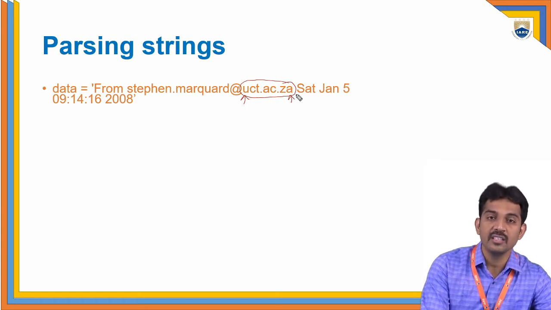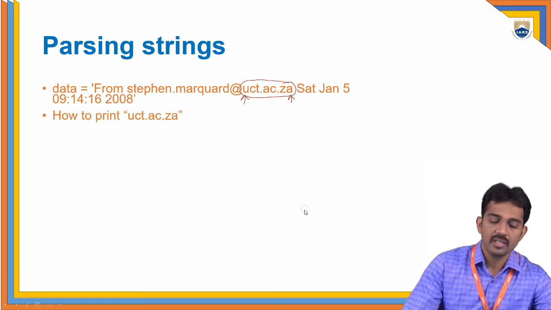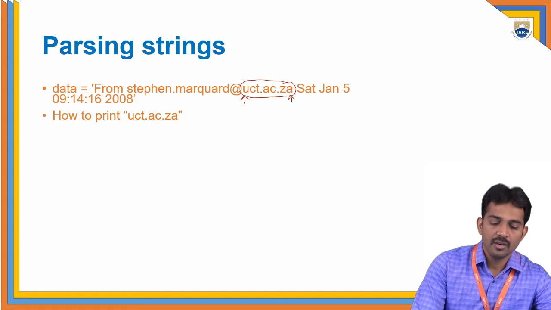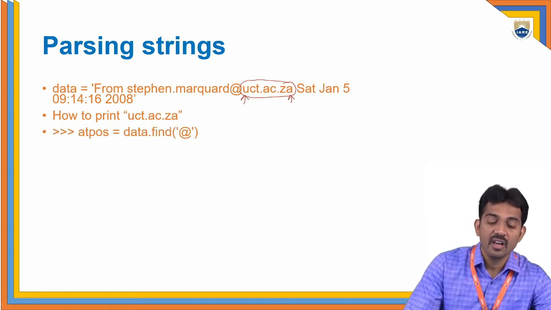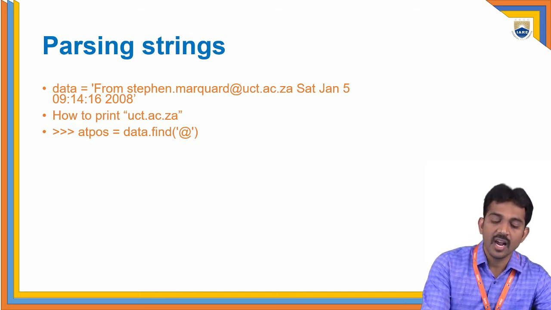How are you going to find the position of this one? That is your task. See, the task is how to print the domain of the given email ID. First, what is your task? First, you need to find where the at appeared.